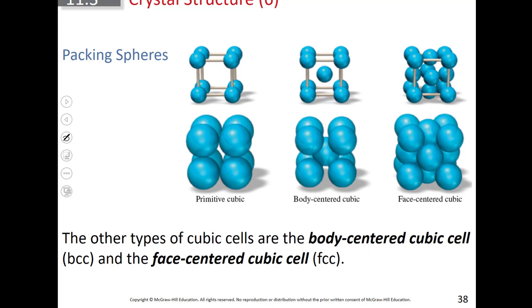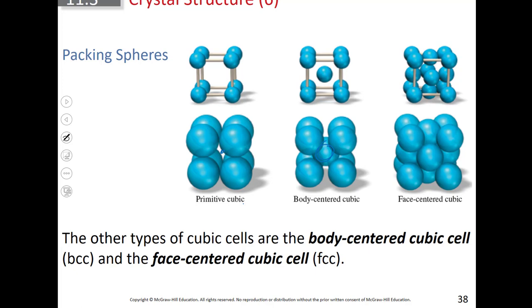The other two that I want you to know, so these are the 3 kinds of cells I want you to be familiar with, are the body-centered cubic. So the body-centered cubic looks like the primitive cube with the addition of 1 atom in the center of its body. So I've just taken an atom and I've wedged it in between the center here. So that is the body-centered cubic, sometimes just called BCC, body-centered cubic.